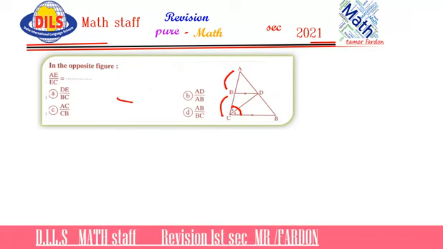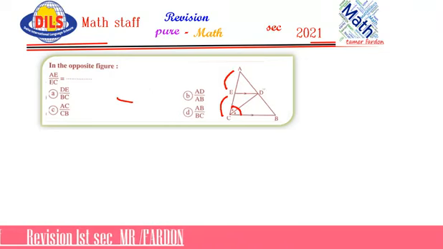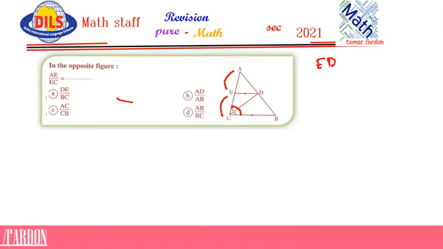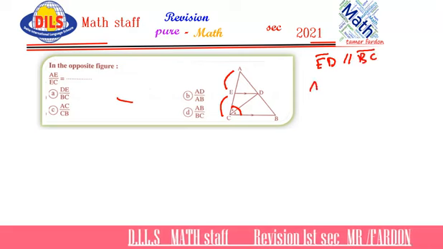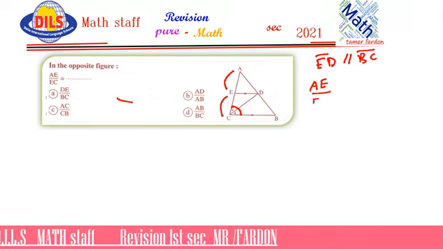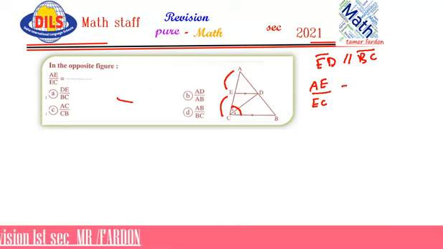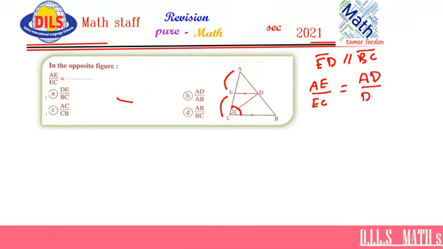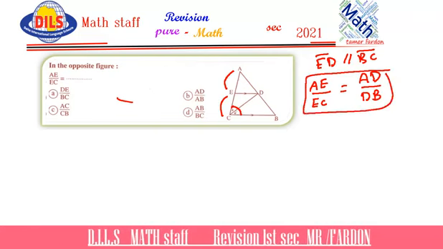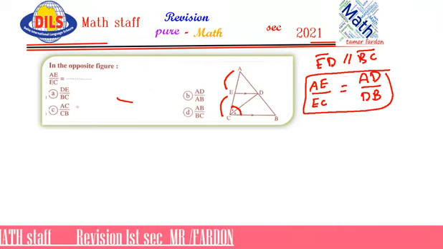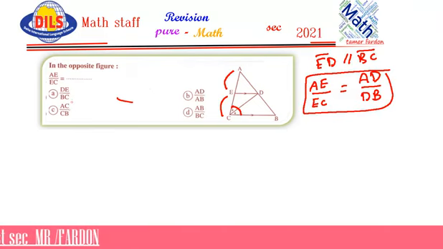AE over EC, from the parallel since AD is parallel to BC, we get AE over EC equals AD over DB, proportional parts. But we didn't find AD over DB in our choice.